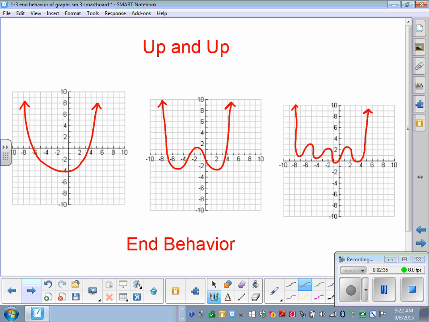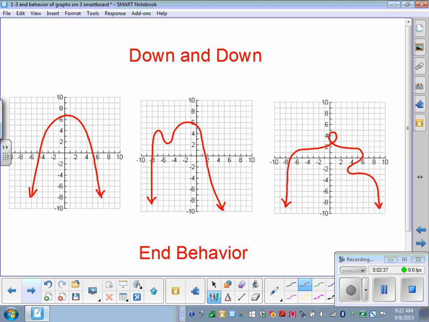Okay, let's look at a few that look down and down. So looking at this parabola here, this quadratic, it has down and down end behavior from left to right. Once again, it doesn't matter what's happening in between, the end behavior here is still down and down. This crazy function still has down and down behavior. Does everybody see that? The in-between doesn't really quite matter. The end behavior will work the same when we get to the rules. So these are just some examples.